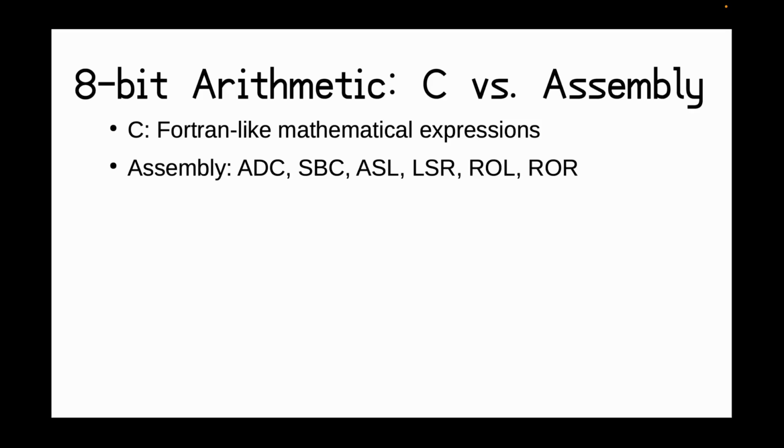In assembly language, operations can't use this kind of notation. We need to do things one instruction at a time. So for arithmetic, we have only a handful of instructions, including ADC and SBC for addition and subtraction respectively, and 4 instructions used for bit shifting and rotation.